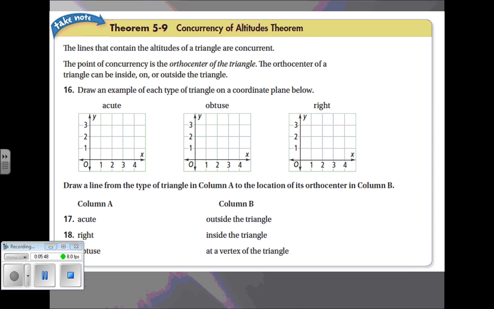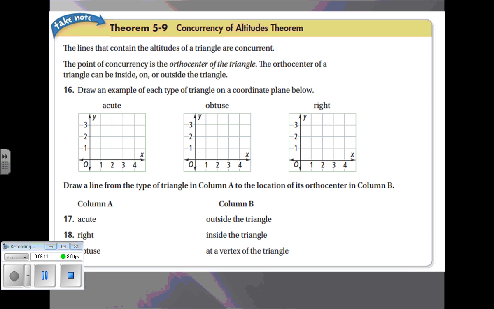We've learned about concurrency of angle bisectors, concurrency of perpendicular bisectors, and concurrency of medians, so the last one is going to be concurrency of altitudes. The lines that contain the altitudes of a triangle are concurrent. The point of concurrency is called the orthocenter of the triangle. The orthocenter of a triangle can be inside or outside the triangle.